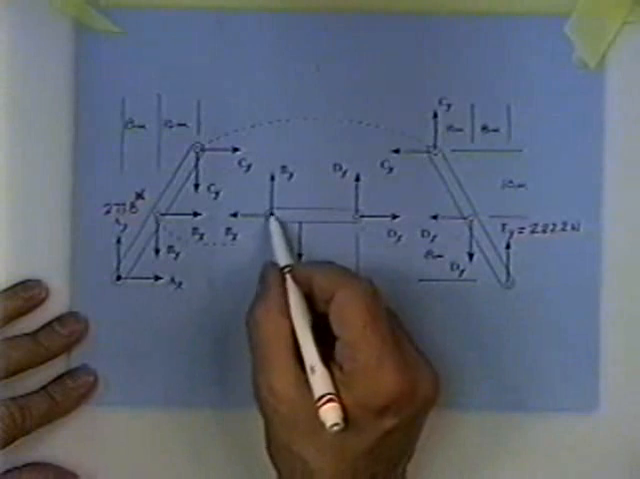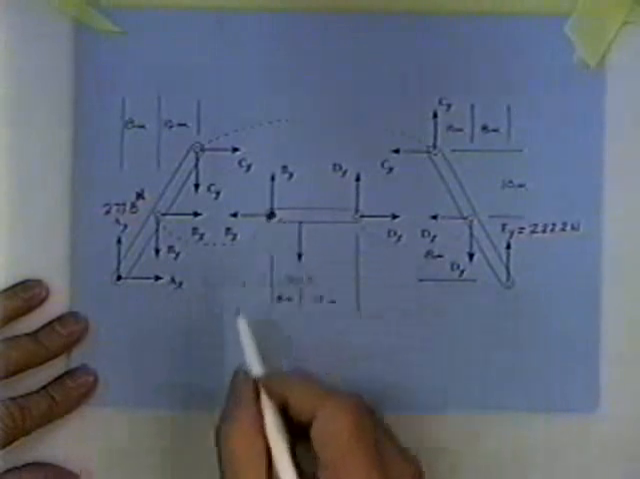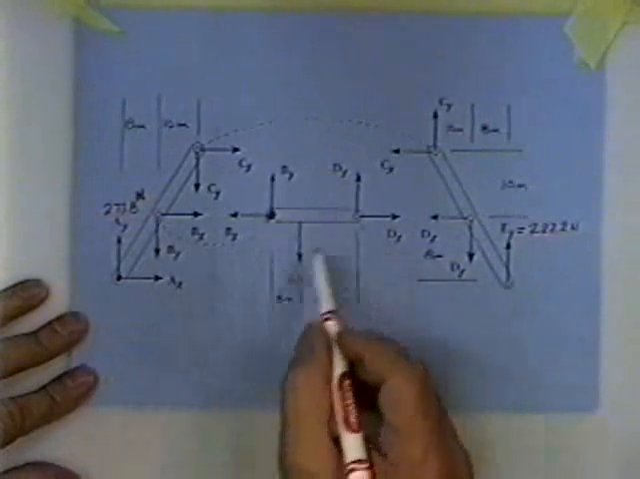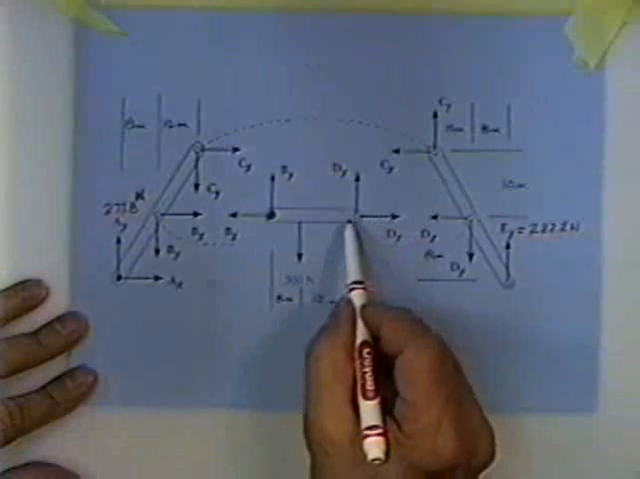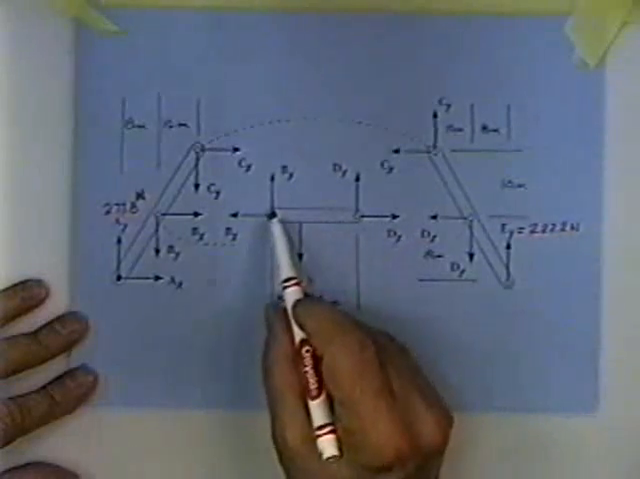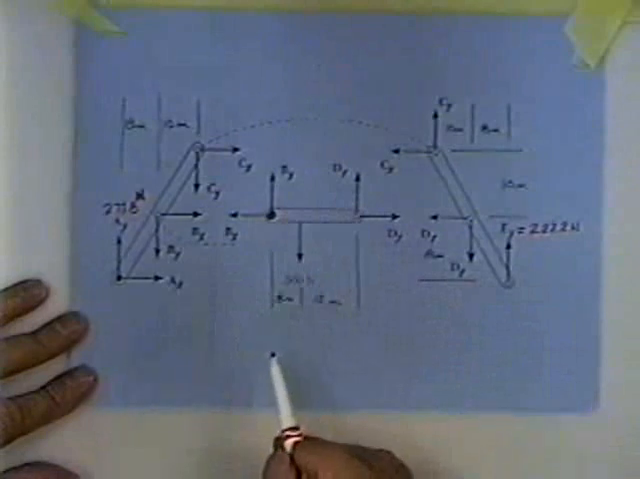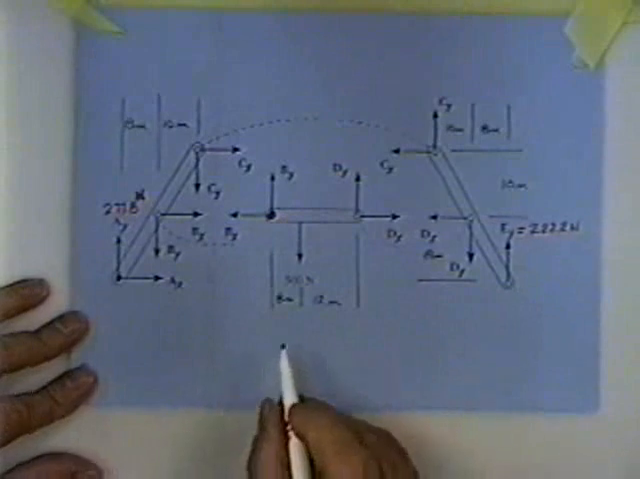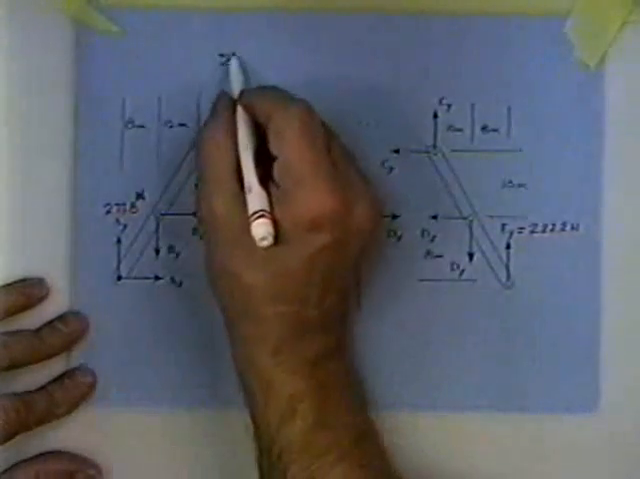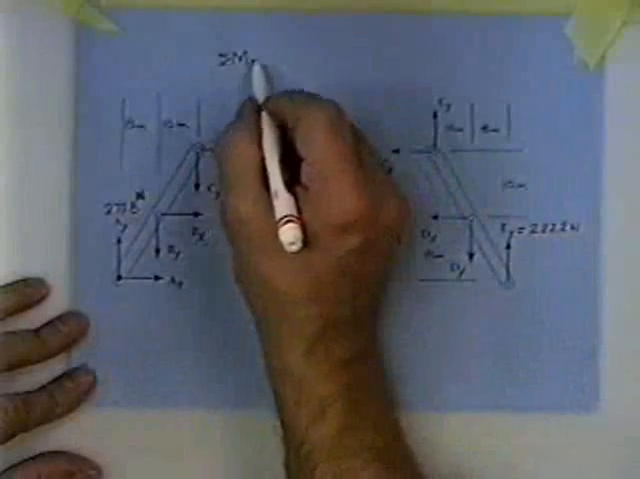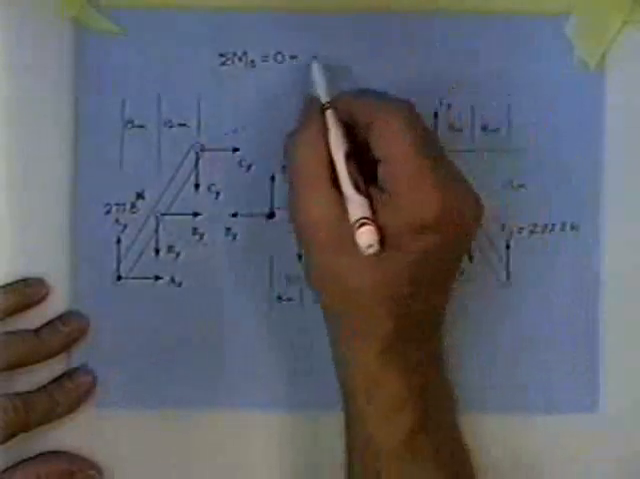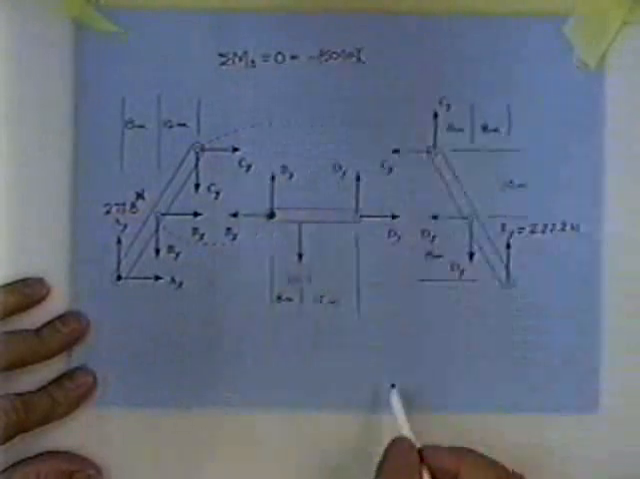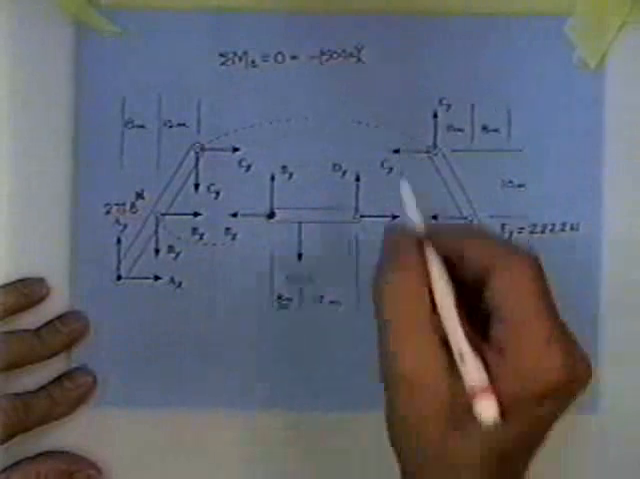If you sum moments about B, then BX will have no moment arm, BY will have no moment arm, DX will have no moment arm, and therefore only DY will hang out, and we can solve for the force in member DY. Sum moments about B equals 0 is equal to minus 500 newtons. He is 8 meters away from the moment point.